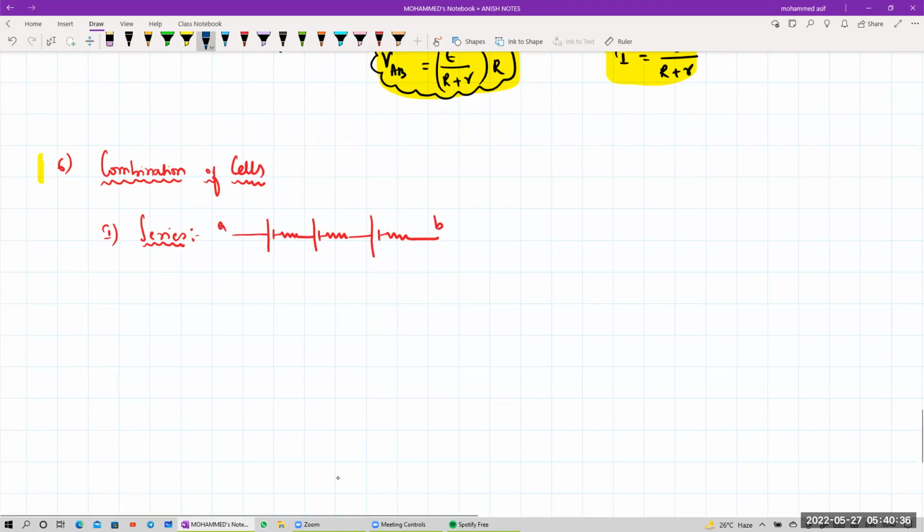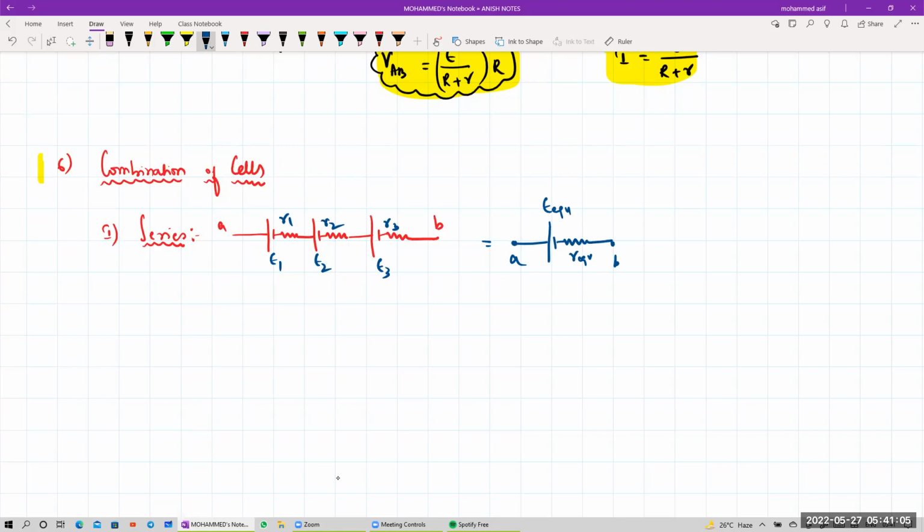Then the EMFs are E1, E2 and E3, and here it is your R1, this one is your R2 and this one is your R3. This total can be represented by one single cell like this. This is your A and this is your B. This will be represented by E equivalent and R equivalent.